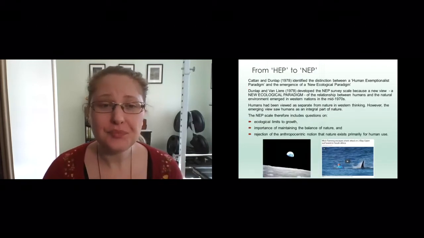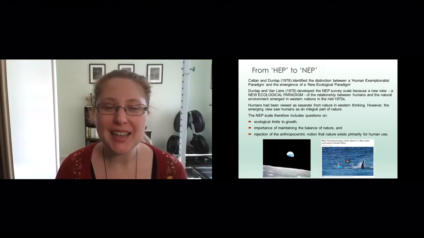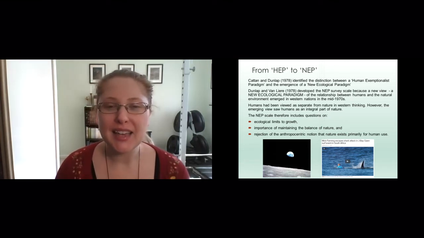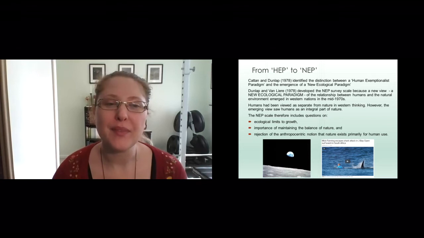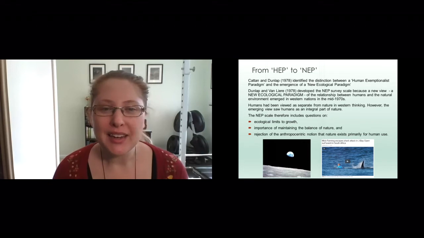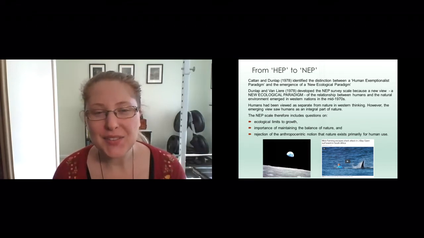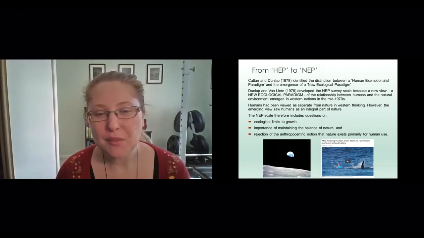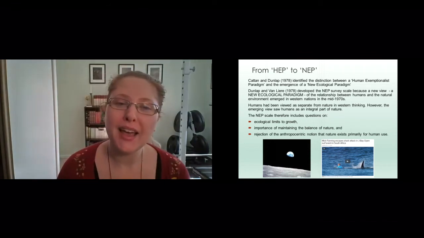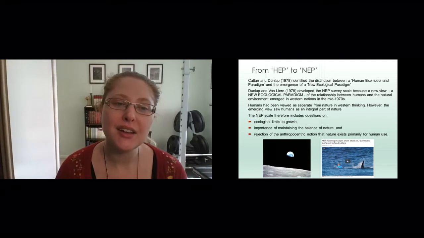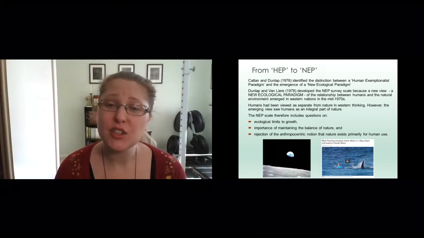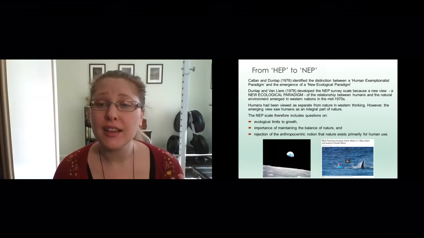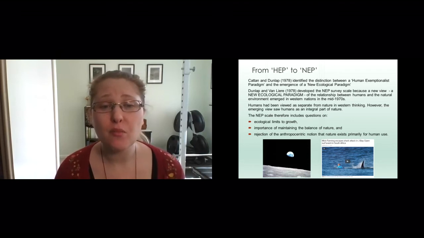So, when we're trying to understand some of the approaches that we can use to understand how we relate to the environment, the work of Catton and Dunlap from the late 1970s is helpful for understanding some of the different perspectives that have come into play in environmental sociology. Catton and Dunlap identified a distinction between what they call the human exemptionalist paradigm on the one hand and the emergence of a new ecological paradigm on the other.